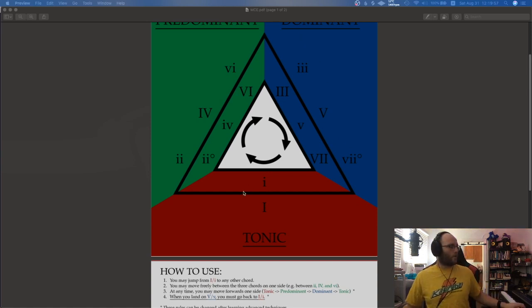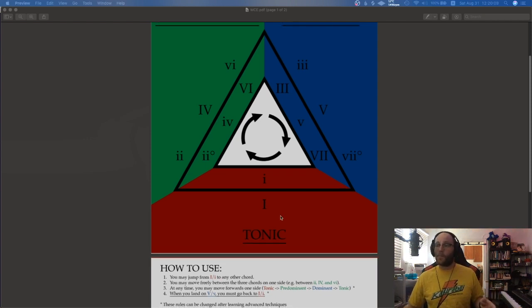We can go from C to F. We can go from C to D. We can go from C to E. We can go from C to A. We can go to any one of these chords. But once you move to a side, you cannot go backwards.